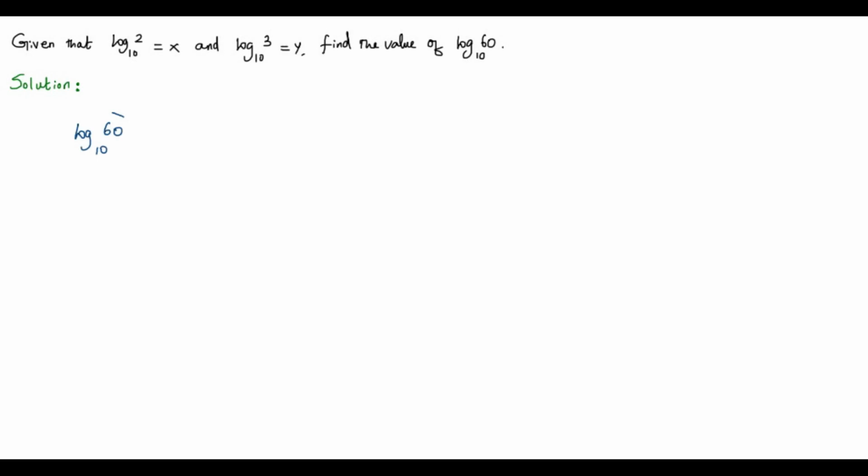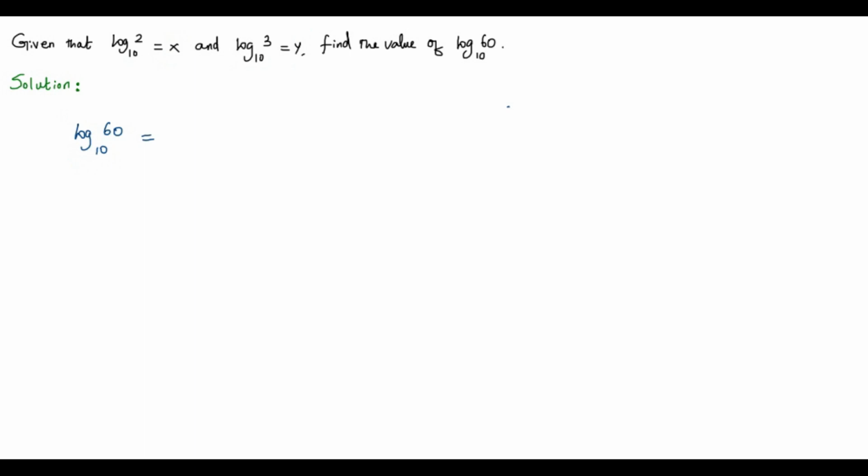To get the value of log 60 to the base 10, we have to write this log 60 to the base 10 in terms of log 2 to the base 10 and log 3 to the base 10. So once we write log 60 to the base 10 in terms of log 2 and log 3, log 2 to the base 10 can be replaced by x and log 3 to the base 10 can be replaced by y, and we'll be able to get the value of log 60 to the base 10 in terms of x and y.